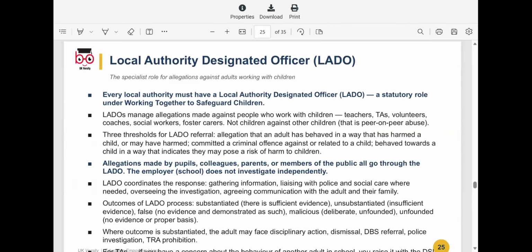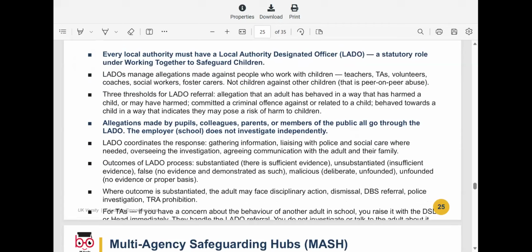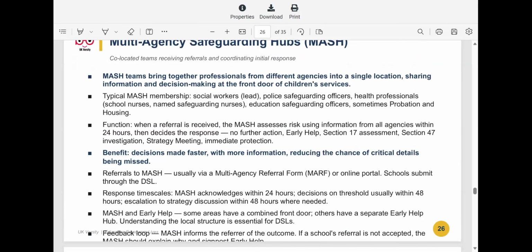You then have LADO, which is the local authority designated officer, which manages allegations and concerns against any child aged 16 or over who works with volunteers and children. Every local council must employ a local authority designated officer to provide advice to everyone, and obviously make sure that they are protecting and safeguarding any sort of children.